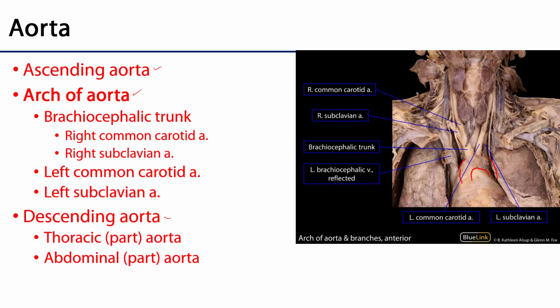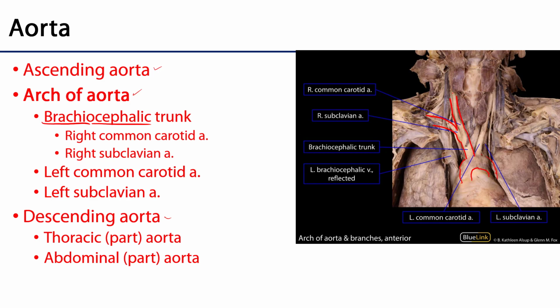But let's focus on the branches of the arch of the aorta. The first major branch is the brachiocephalic trunk. Let's think about that name. Brachio of the arm, cephalic of the head. So there are going to be two major branches here, the right subclavian artery and the right common carotid artery.